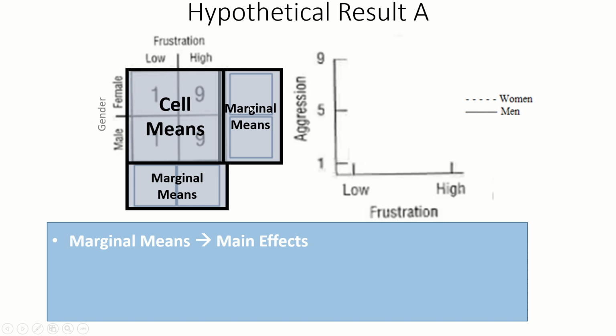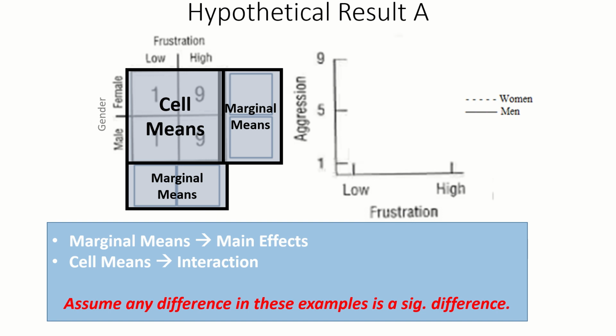And so we'll assess whether there are overall, regardless of frustration, gender differences in aggression between men and women. And then down here are where the marginal means for frustration are going to be. And so these marginal means will tell us if there are, regardless of gender overall, any differences in aggression between those participants randomly assigned to the low versus high frustration condition. Right? So marginal means assess main effects. The cell means are going to be important for assessing whether there is going to be an interaction. Right? So cell means are about assessing whether there is an interaction.